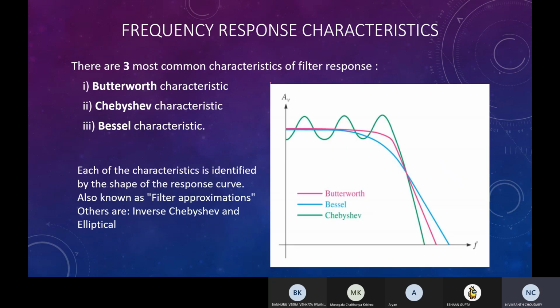Next, frequency response characteristics. Suppose there is a filter, then it is not always possible to get a gain like this. The Bode plot won't always be like this. There may be ripples in between, or it can start going down directly like this. So we will see the three main filter response characteristics. The first one is Butterworth characteristics. Then we have Chebyshev characteristics. Then we have Bessel characteristics.